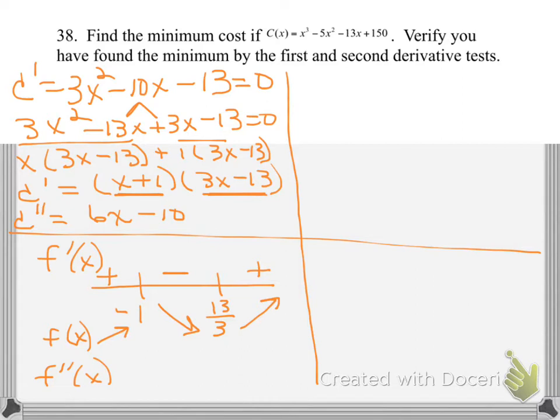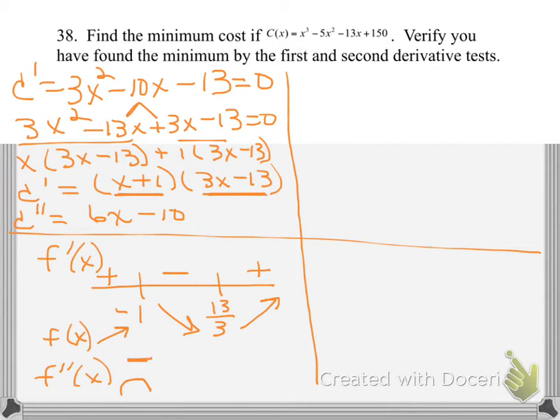Okay, so let's now analyze the second derivative. When you do a second derivative test, you test right on the critical value. So if my critical value is -1 and I plug in a -1 in my second derivative, I'm going to get -6 minus 10, which is a negative, and therefore my function is concave down, which affirms my thought that my -1 critical value gave me a max.